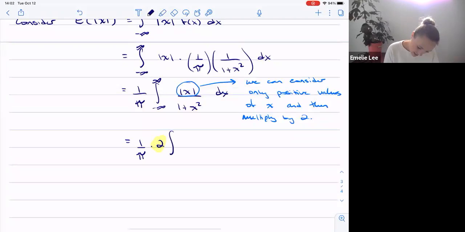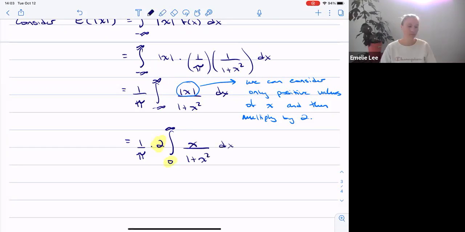And then instead of going from negative infinity to infinity, what if I just go from 0 to infinity? Because then I can ditch the absolute value brackets, right? I'm only considering half of that situation. So from 0 to infinity of x over 1 plus x squared dx. If I have to evaluate this integral, what would I do?